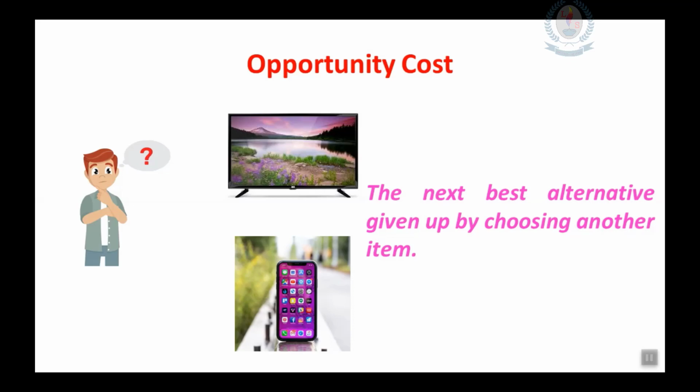Why? Because of the scarcity, because limited resources are there, unlimited wants are there. When we try to fulfill our unlimited wants using limited resources, the problem scarcity arises. Due to scarcity, people should select the best one. When they select the best one, they should give up another one. It is called the opportunity cost.